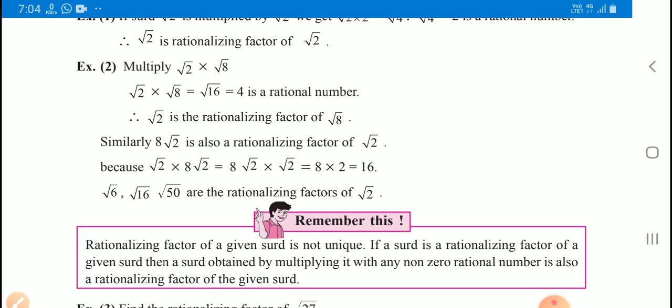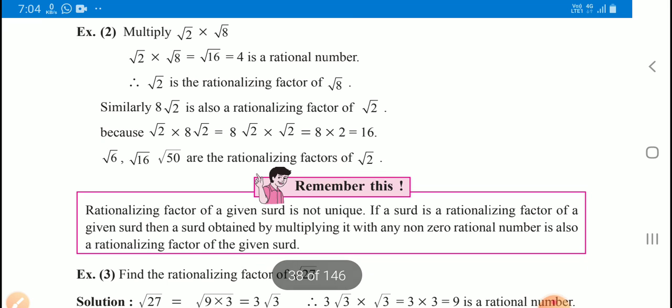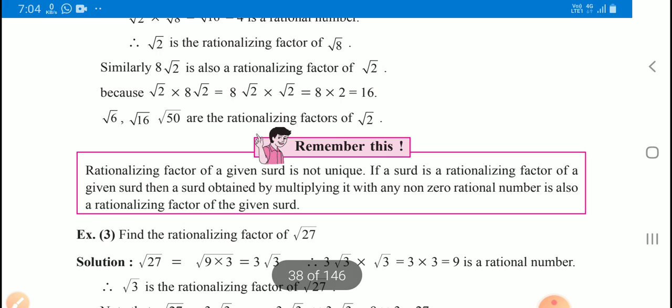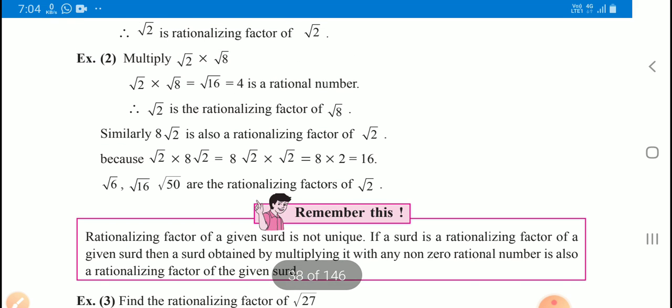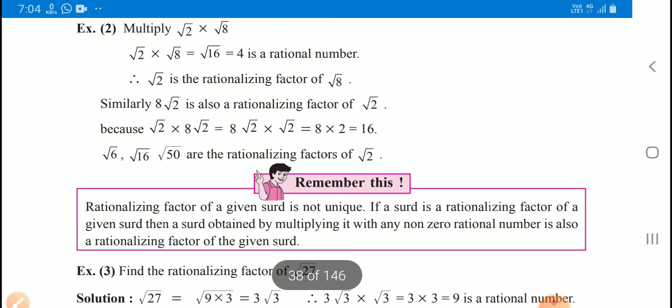Why? Look, because root 2 into 8 root 2. Root 2 into root 2 means 2. 8 2s are again 16. So here 8 root 2 is also the rationalizing factor. Now again they have given here root 6, root 16, root 50 as the rationalizing factors of root 2. You can verify that by the same method used in example number 2.